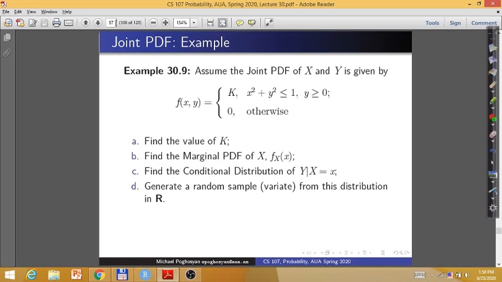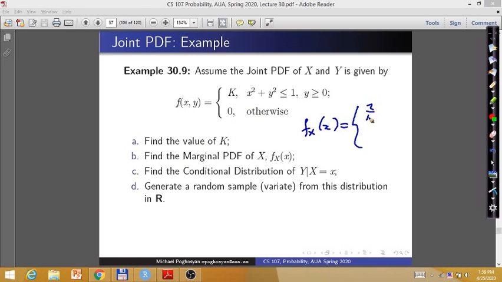Yeah, so this was about conditional distribution. So let me just recall what we have obtained for this case. So marginal PDF of x, f of x, was 2 over pi times square root of 1 minus x squared if x is between -1 and 1, and 0 otherwise if x is not in that interval, -1 and 1.